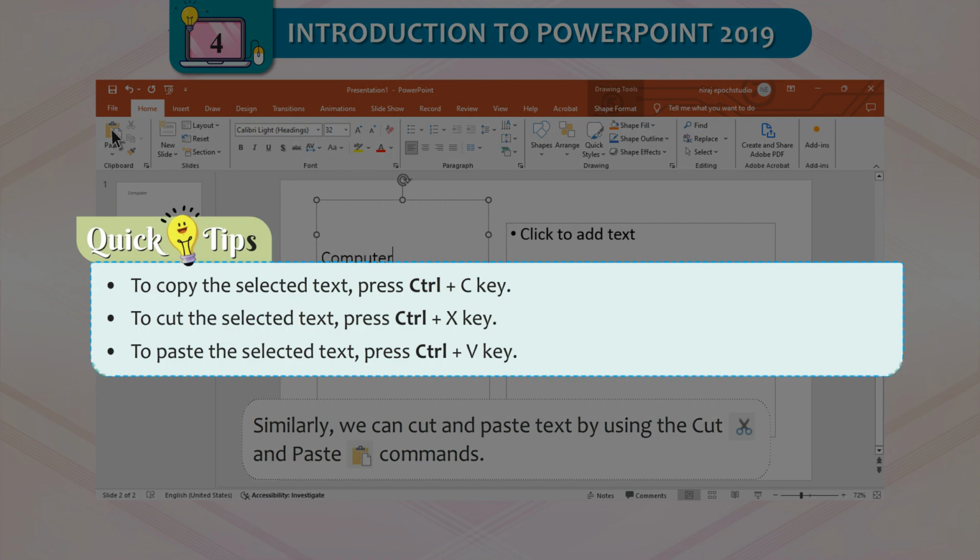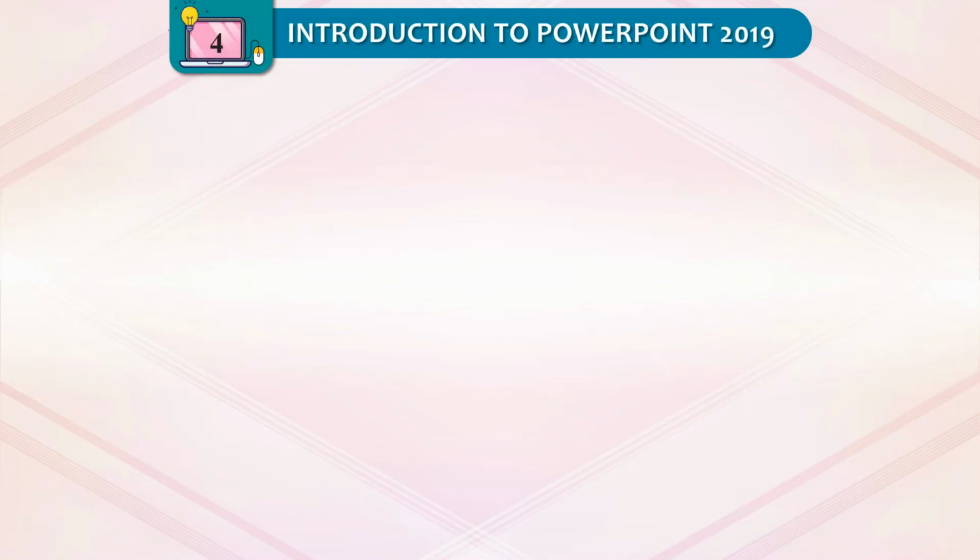Quick tips. To copy the selected text, press Ctrl+C keys. To cut the selected text, press Ctrl+X keys. To paste the selected text, press Ctrl+V keys.